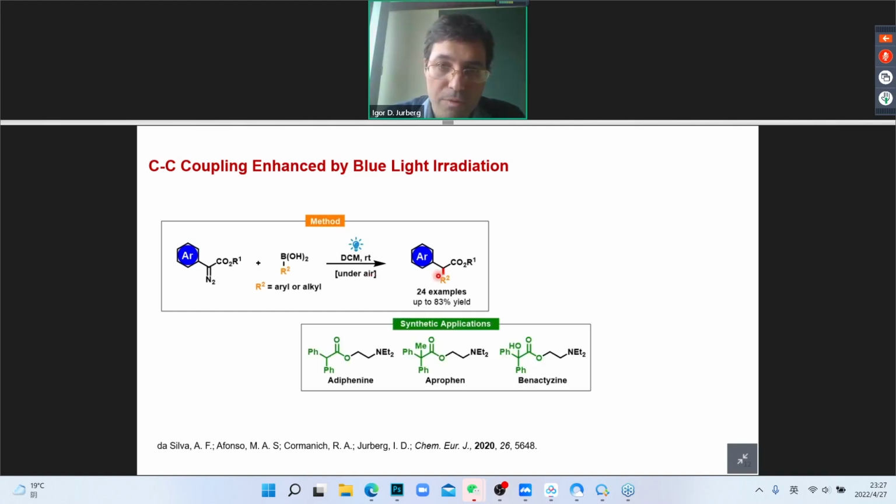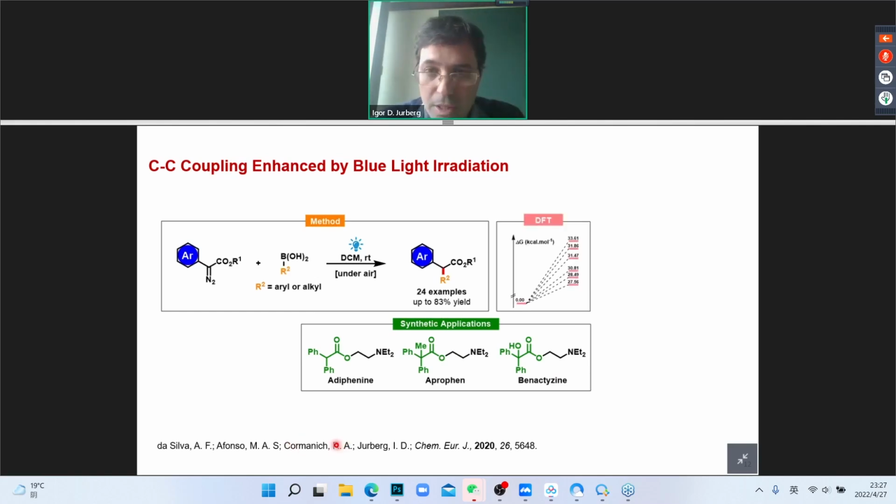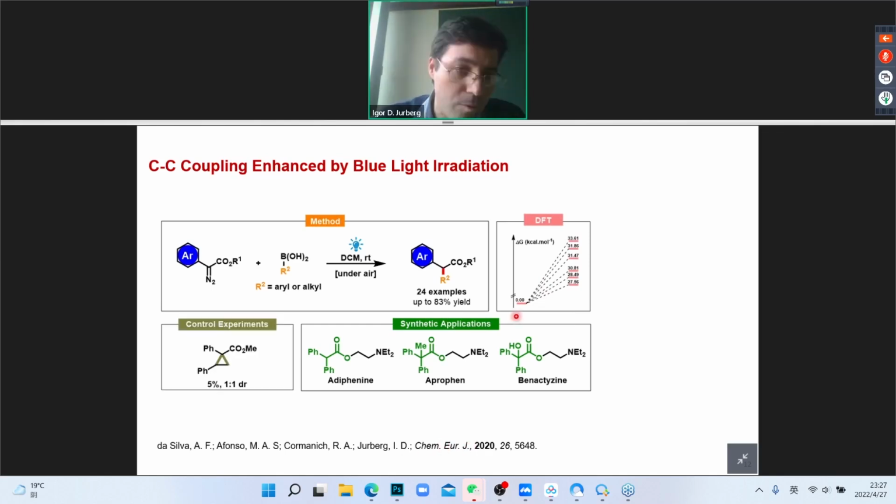We took a few examples synthesized by this cross-coupling and used them in synthetic applications for biologically active adenine, ibuprofen, and benactazine, as you can see here. And collaborating with Professor Rodrigo Formanich, also from Unicamp, he did some calculations for us, also studying the difference between the thermal reaction in the dark, which is a thermal process, or the chemical process. I cannot go into too much detail here, but those interested can see the original publication.